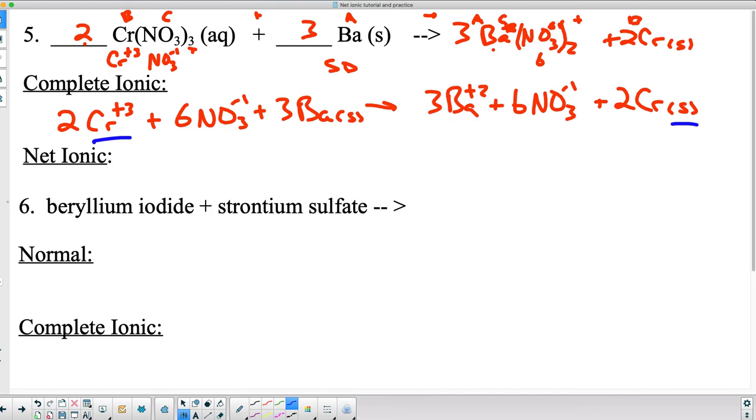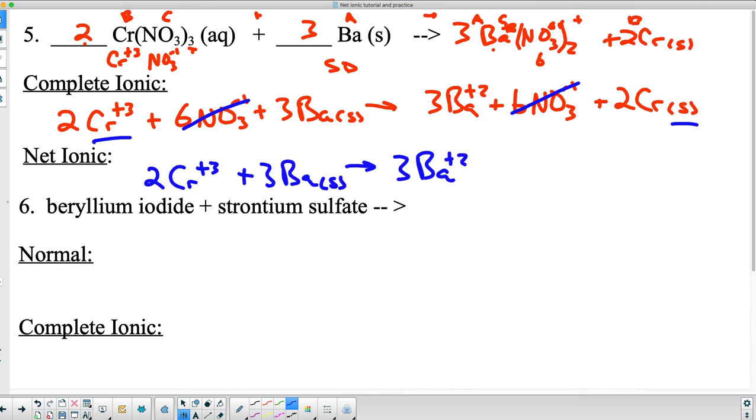Now the fact that I have a solid and a plus 3 means that they are not the same, so they stay. The only thing that's the same on both sides is my 6 NO3 here and my 6 NO3 there. So after I get rid of the spectator ion, the same ion on both sides, I write down my 2Cr plus 3, 3 Ba, that one's the solid. And then on the other side, 3 Ba plus 2 plus 2 Cr, and that one's the solid. And that's it. That's how you do all of it. Anything that doesn't change from one side to the other is what we're crossing off.